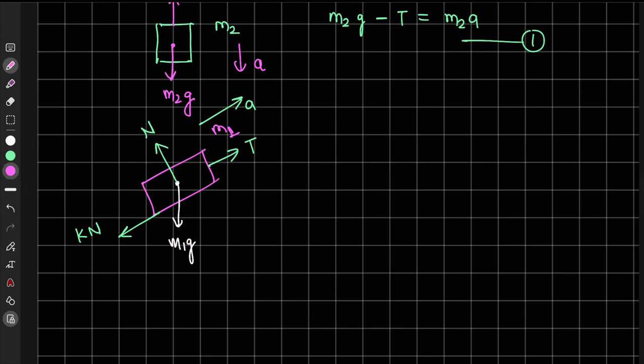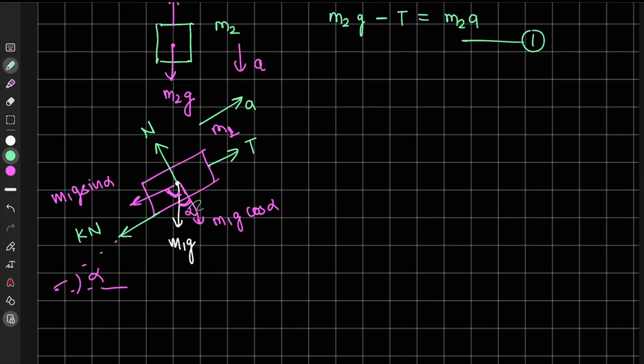Okay, and if we take the components of m1g, as this is the inclined plane of angle alpha, then this particular component will be m1g cos alpha, and this particular component will be m1g sin alpha, because this angle will be 90 minus alpha and this angle will be alpha.